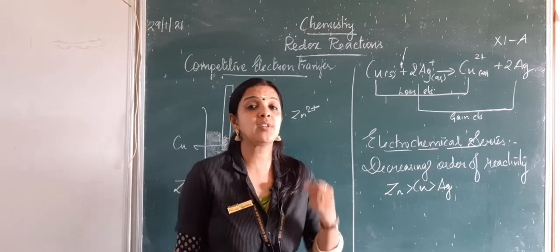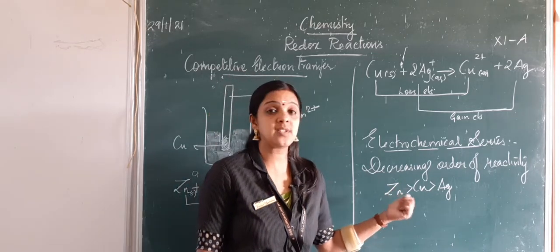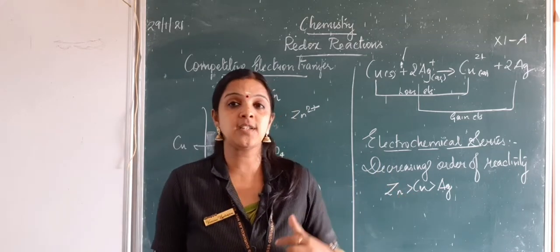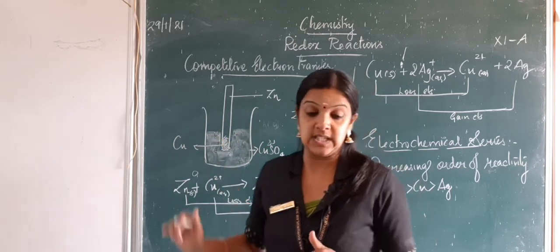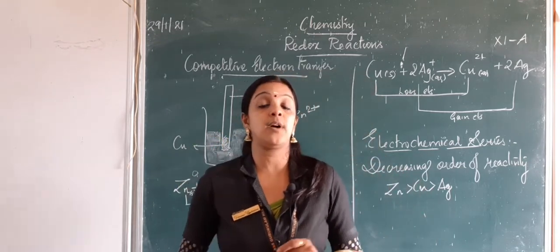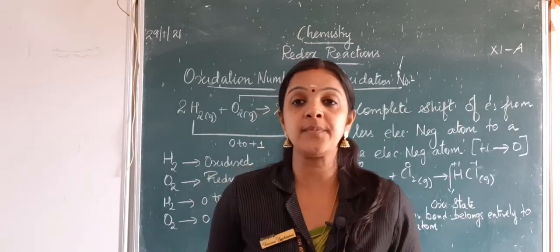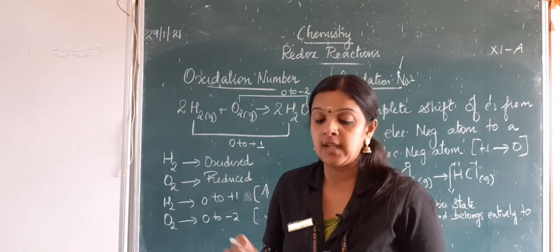So once we know the electrochemical series, definitely we will be able to write the reactions with respect to oxidation and reduction. So that is what is with respect to the electron transfer in electrochemical series. Now let us learn something about oxidation number. Some important terms which are considered for a redox reaction.